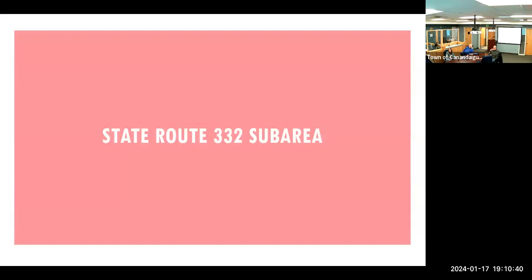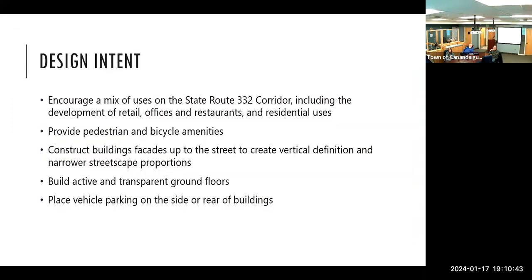I didn't put everything in here for each of the sub areas. Figured I'd bring up anything we haven't covered yet, but obviously the 332 corridor, right? This is intended to be mixed use. We talked about the desire to really create a bike and walkable corridor, the goal of constructing building facades up to the street to help promote that active, transparent ground floor and built environment, and then the real large intent when you're pushing those buildings up is obviously to move the parking beside them.